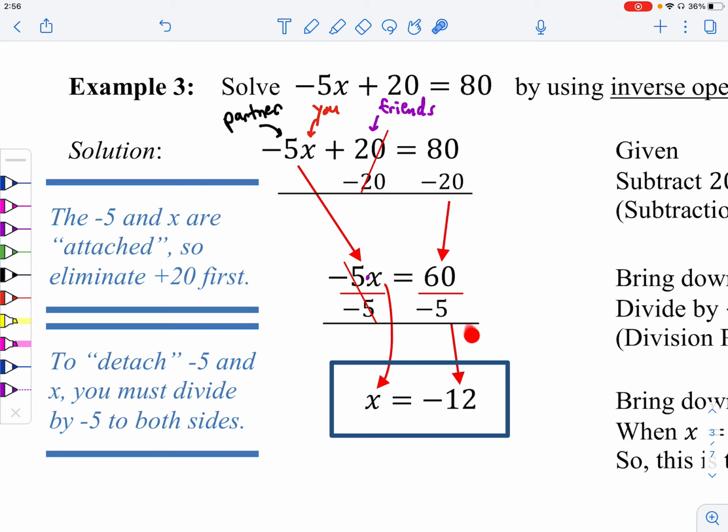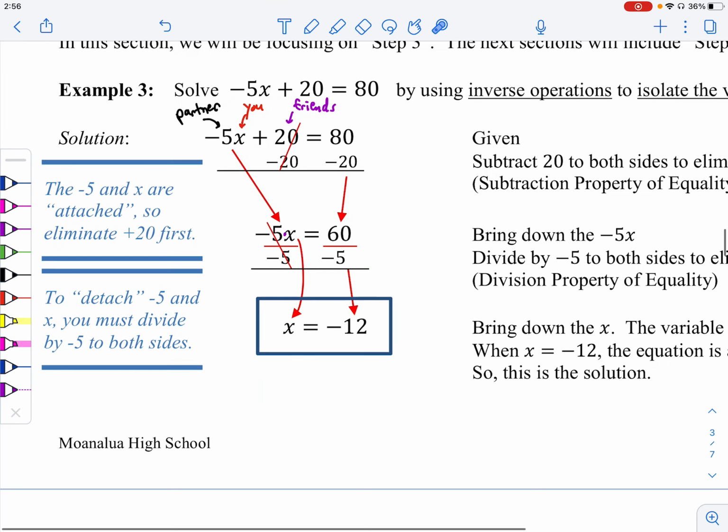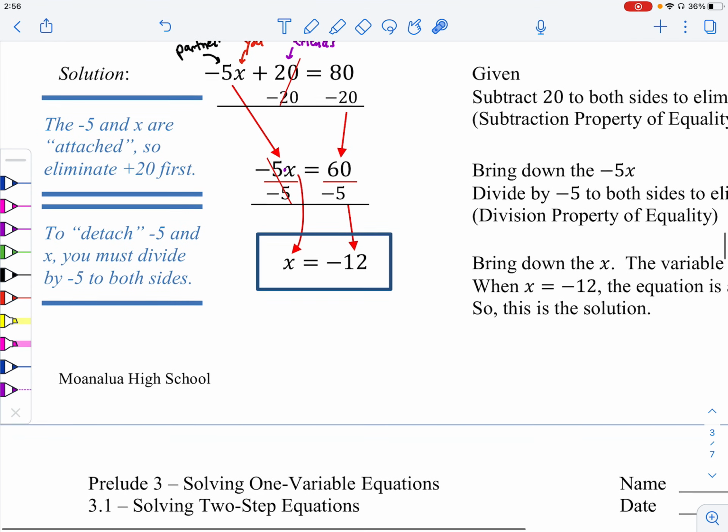60 divided by -5 is -12. So x equals -12. Okay, so to detach that -5 and x, you must divide by -5 to both sides to get rid of it. Always divide by that number next to x, right? Divide your partner to detach.